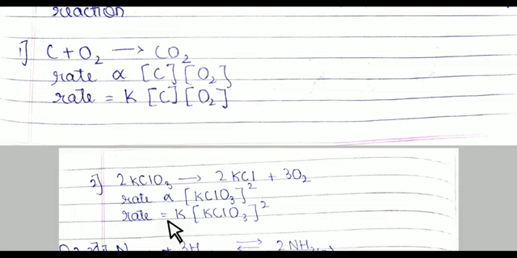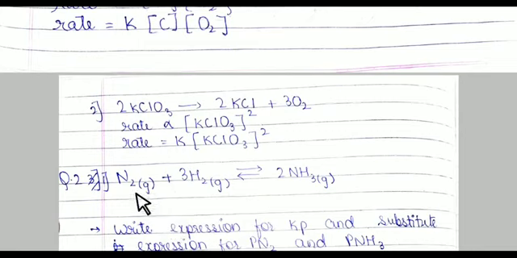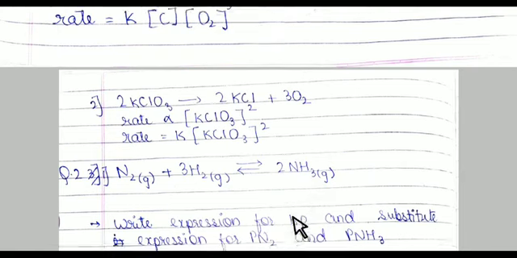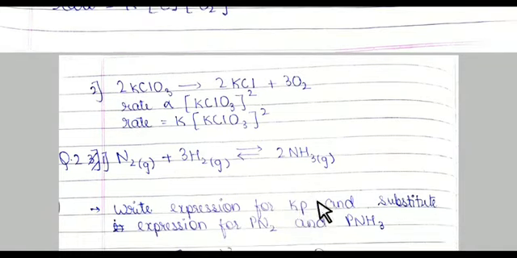Now, in question number 2, see, this is the reaction: nitrogen gas plus hydrogen gas, reversible, forming ammonia gas. This sign is the reversible sign. And we have to write the expression for Kp. What do you mean by Kp? Kp is nothing but the equilibrium constant at partial pressure. And substitute the expression for partial pressure of nitrogen and partial pressure of ammonia.